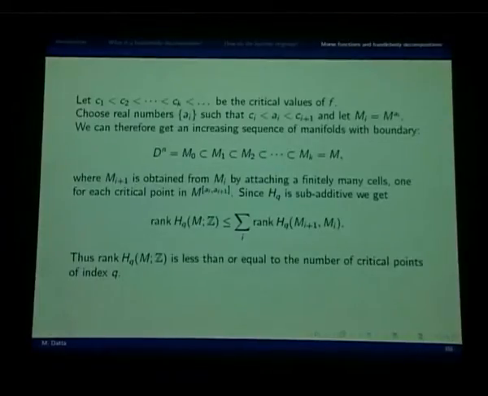So what happens, the left hand side, the rank of HQ(Mz), this is actually your beta q, the qth Betti number, and on the right side only non-zero terms will appear if you have come across a critical point of index q, which will contribute 1. So finally this is equal to the number of critical points of index q.